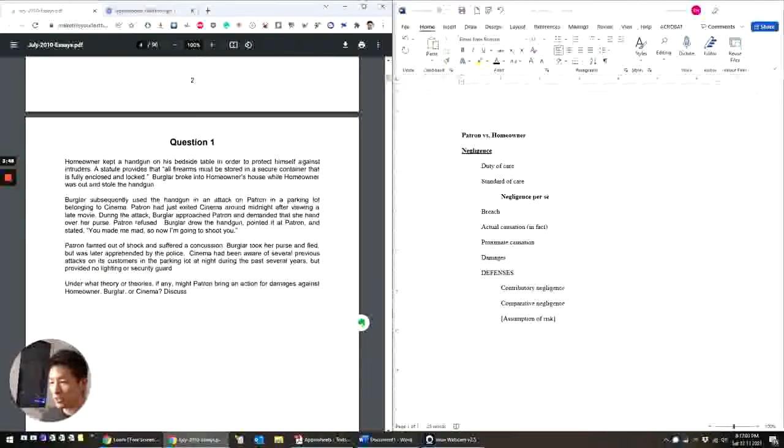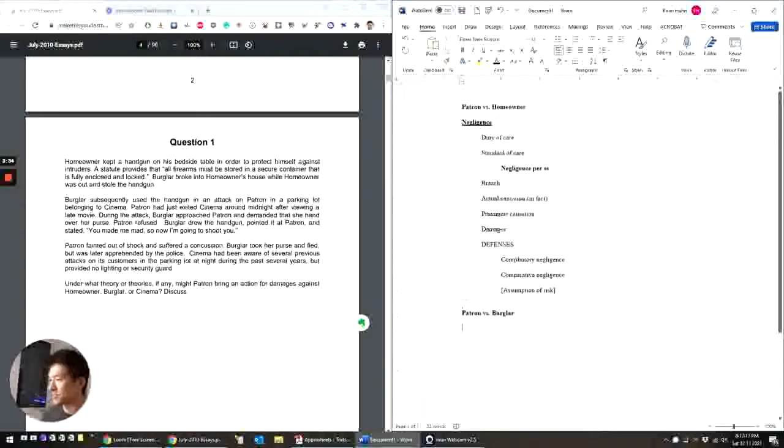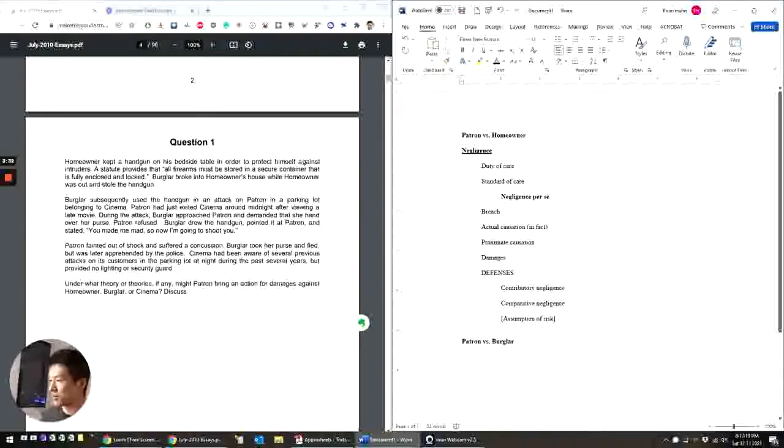So the patron wants to bring an action against the burglar for sure. By the way, this is how you would set up an outline on the actual essay as well. And this is perfect for essay cooking, where you do this, but then you also put in the rules as well, or at least note them if you know them. And actually, on the real thing, you may not even have to write this down in your outline. This is pretty much presumed that you're going to talk about it.